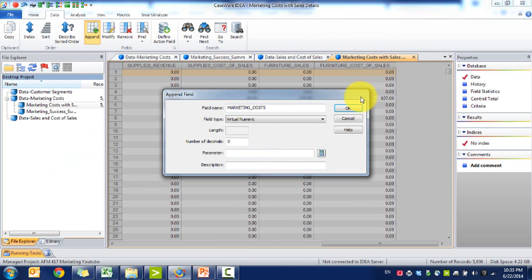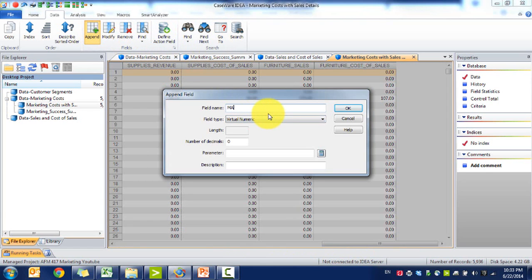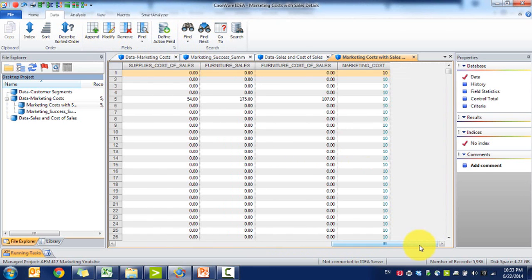Oh, I don't think I'm in the... Oh no, I can just... I should just add marketing cost and just put 10. I realize that we haven't summarized yet. So there you go, $10 per transaction.